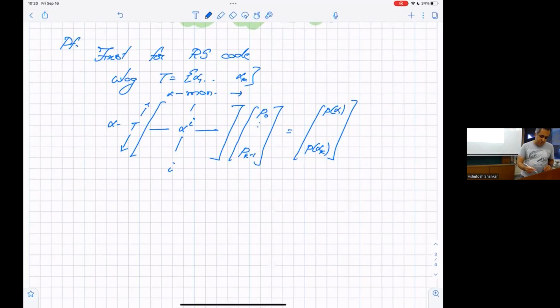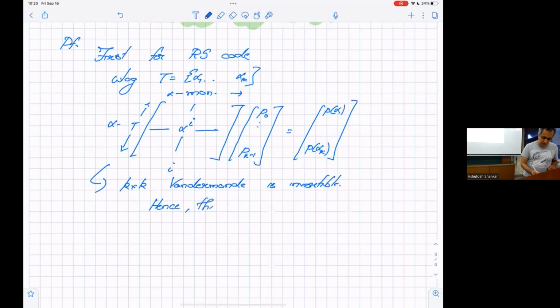Okay, so this K by K random matrix is invertible. Okay, that's fine. That's for Reed-Solomon.